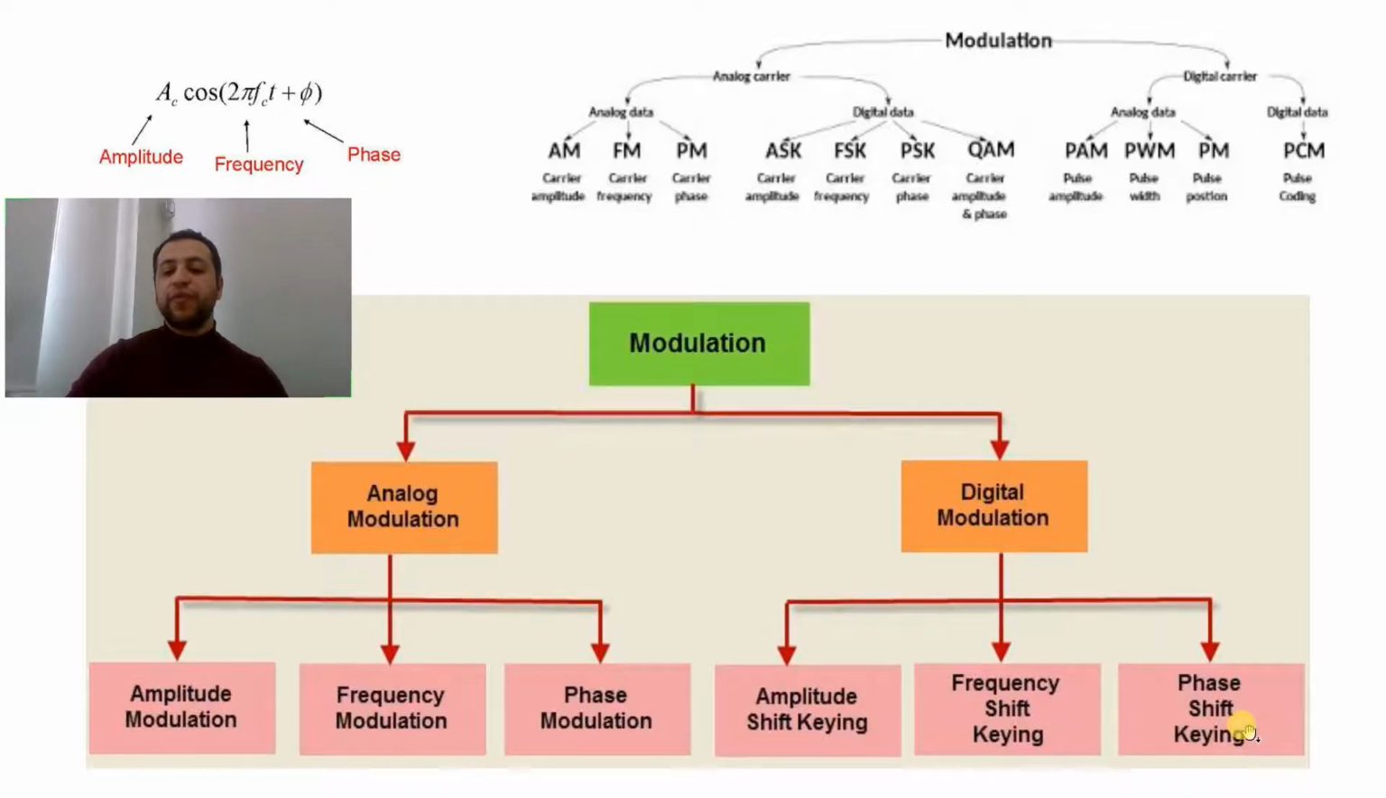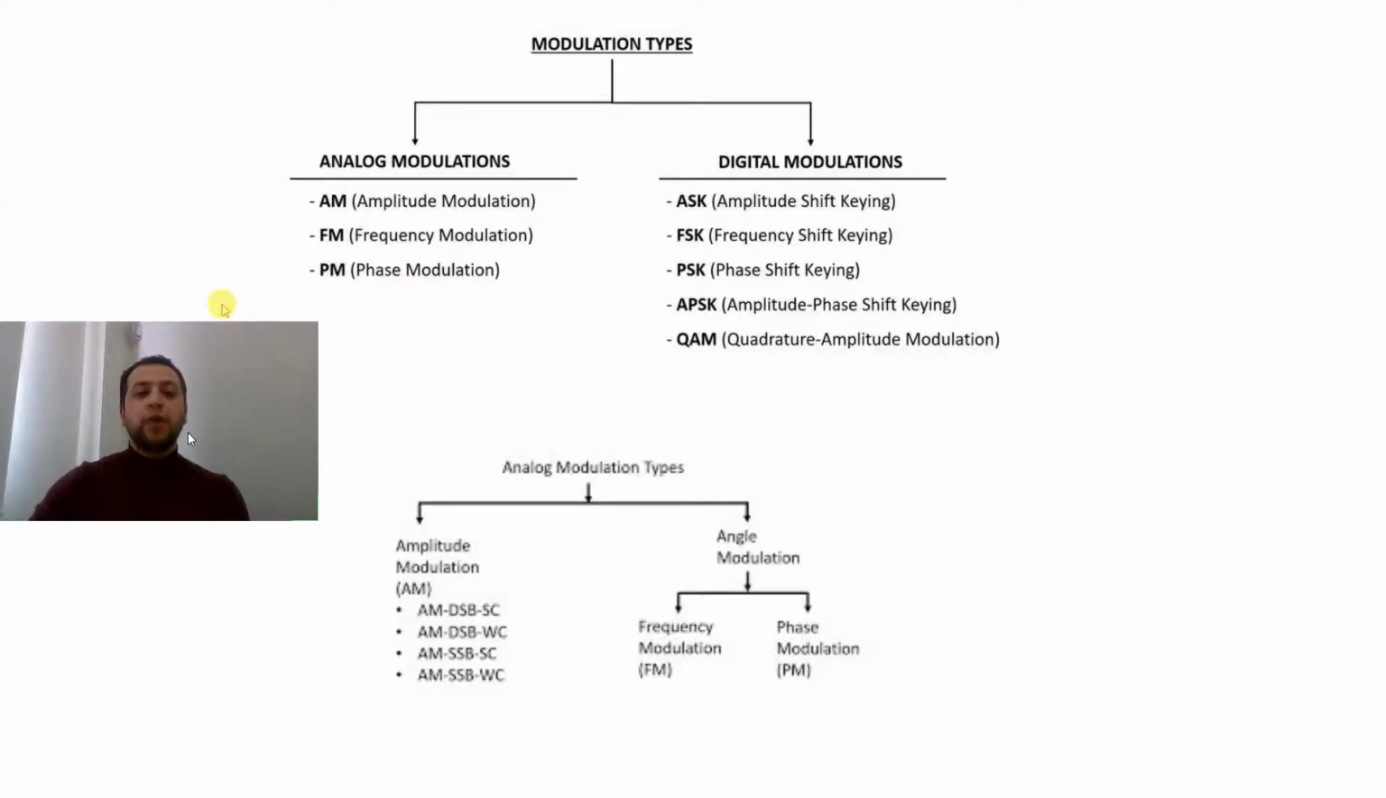Analog modulation examples: amplitude, frequency, phase. Digital modulation: amplitude shift keying, frequency shift keying, phase shift keying. The only difference is in the message. Here the message is analog, here the message is digital. What I mean by digital is 0s and 1s, 0, 1, 0, 1, 1, 0, and you modulate it.